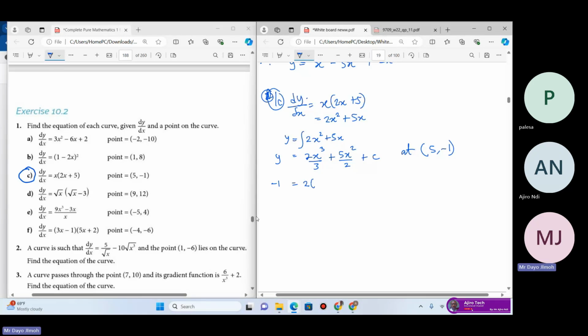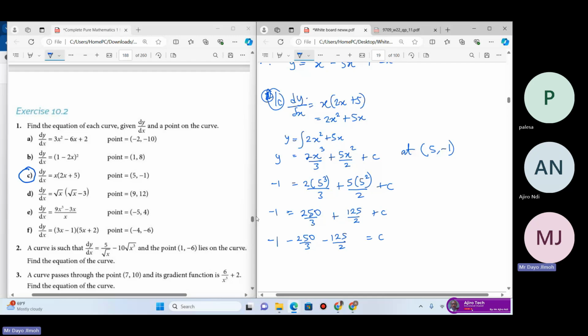So when y is minus 1, 2 into x is 5, 5 cubed, to the power 3 over 3, plus 5 into 5 squared over 2, plus C. Minus 1 equals 5 cubed is 125, times 2 is 250. 250 over 3 plus 5 squared is 25 times 5, 125 over 2 plus C. I'll take these to go and make minus 1 minus 250 over 3 minus 125 over 2 is C.